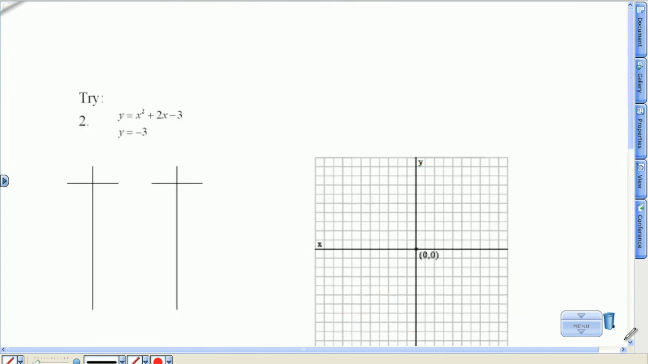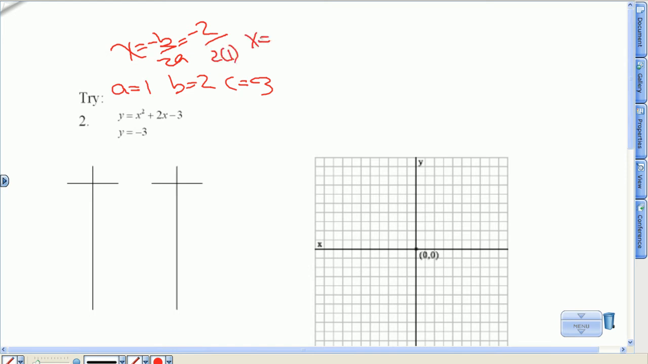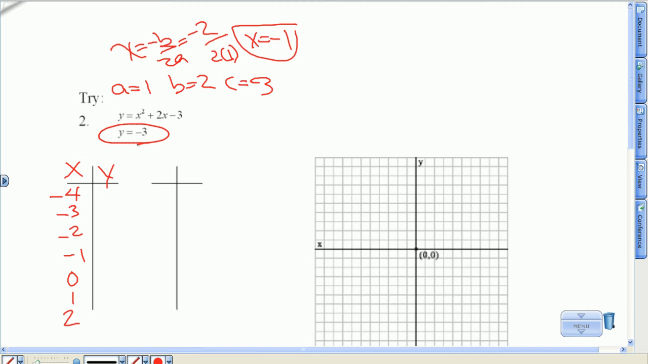Alright, let's take a look at example number 2 here. So once again, in the first equation, a is equal to 1, b is equal to 2, and c is equal to negative 3. So I can do x equals negative b over 2a, which is negative 2 over 2 times 1, and that's going to simplify to be x equals negative 1. So that's your axis of symmetry. So that's going to go in the middle of my table. I'll count 3 integers before it, and 3 integers after it, and x and y. Y equals negative 3 is a special case. I don't have to make a table of values for that, and we'll talk about that in a minute.